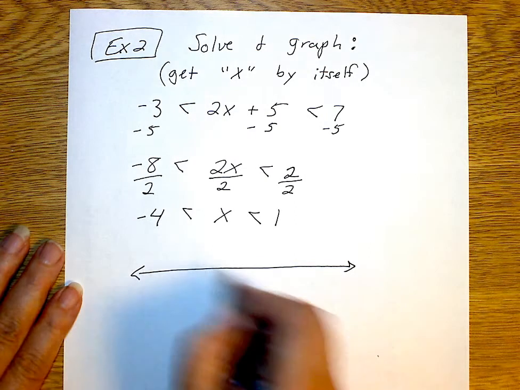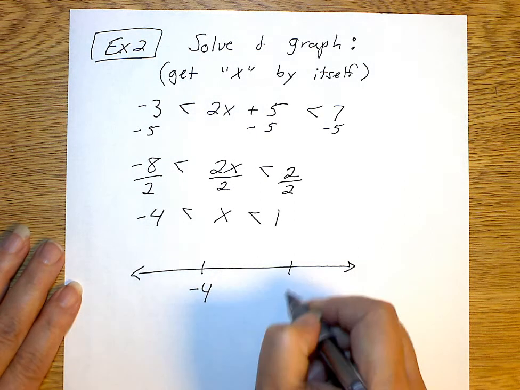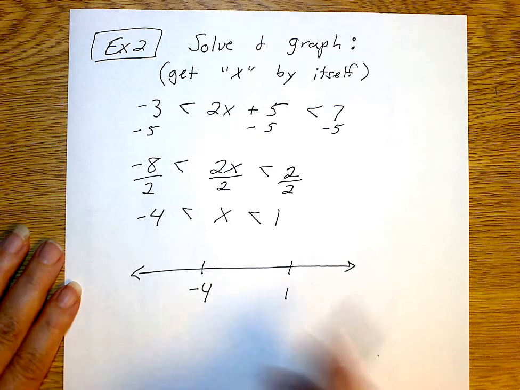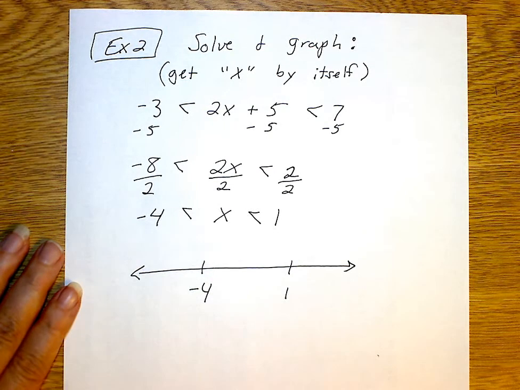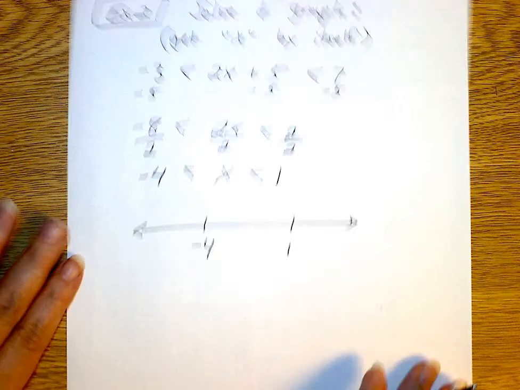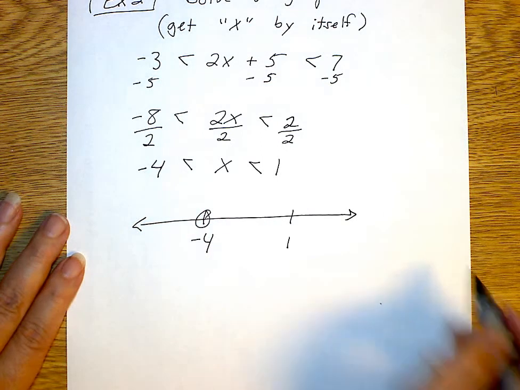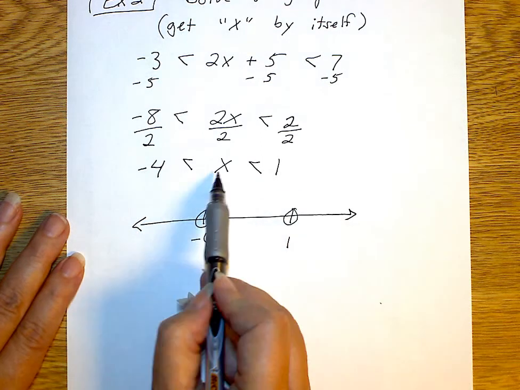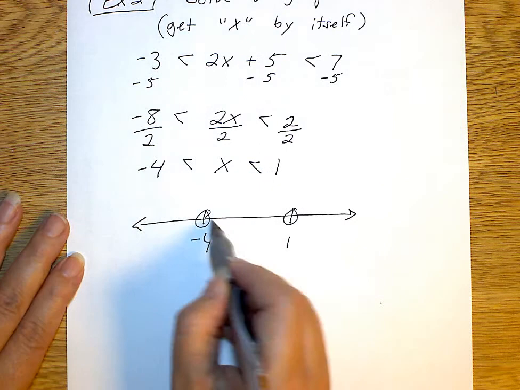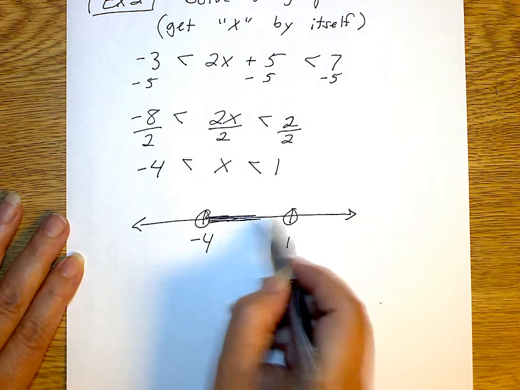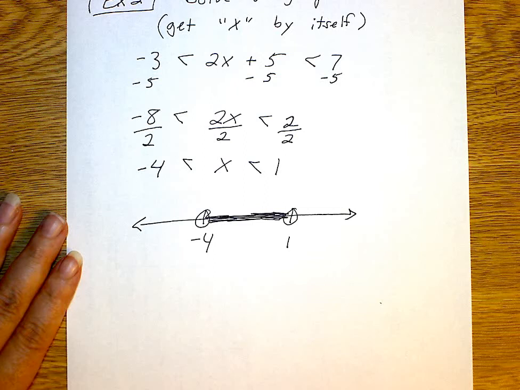So all of you have to, on your graphs, I expect you to label what the numbers are. So at -4, is it open or closed? Open. And at 1, is it open or closed? Open. And it says the x is in between, so that means I have to shade in between. Can you just do the line? Yeah, that's fine. A line is fine.